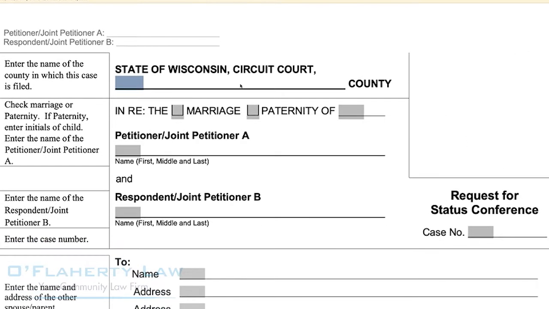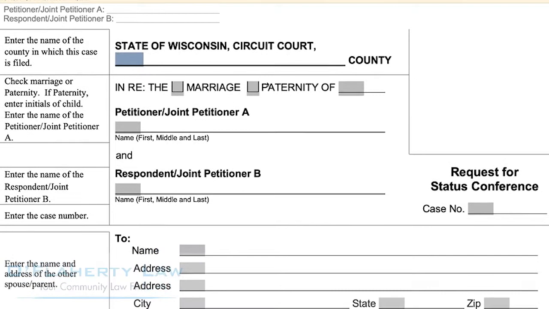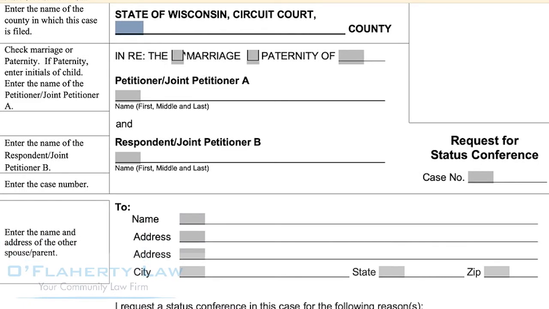So if you're asking for a status conference, you already have an active marriage or divorce or paternity case. So you should already know what county you need to enter into here. And then you're going to check whether or not this is a divorce action or a paternity action and name both the parties in the caption. You should already have a case number, and you would put that here.